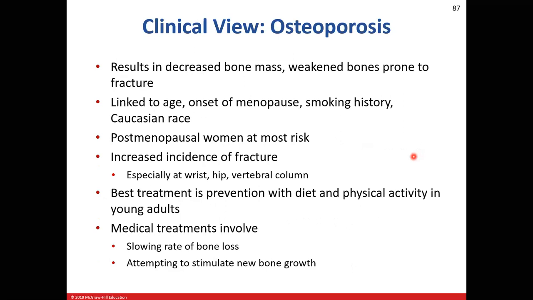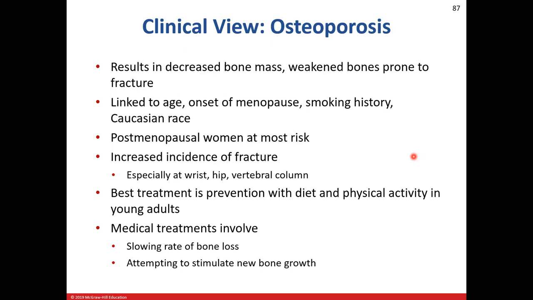So what ends up happening then is this results in decreased bone mass, which helps to weaken the bones, and this makes them more prone to fracture. Oftentimes, this is obviously linked to age. We are going to see it at the onset of menopause, especially because, again, it is more prevalent in women. We do see it more with smoking history, and we also see it more prevalent in the Caucasian race.